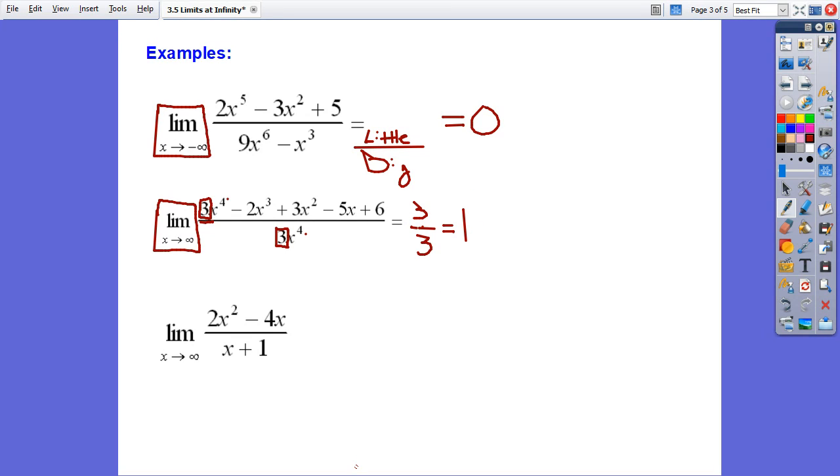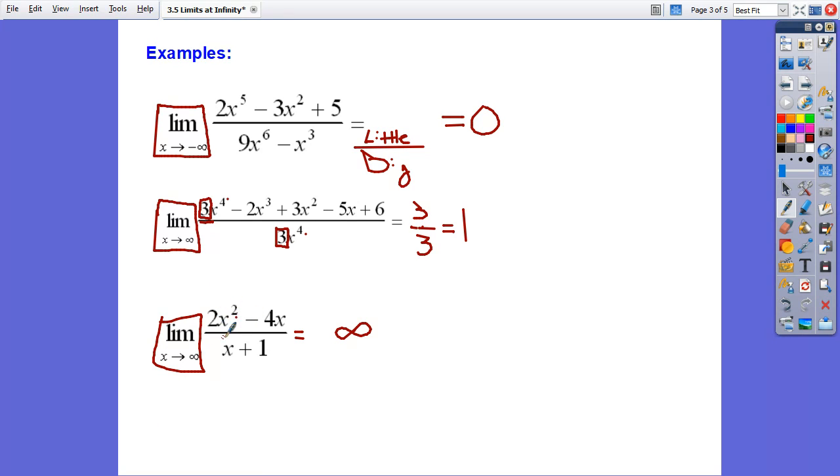Looking at the bottom one, we have a limit as x approaches infinity. What do we look at? Degrees. What's the degree of the top? 2. What's the degree of the bottom? 1. The degree on the top is bigger than the degree on the bottom. That means it's either going to be infinity or negative infinity. It just depends on the signs. So what we do is we take whether it's infinity or negative infinity and we plug it in. So positive infinity squared is positive, times 2 is positive.